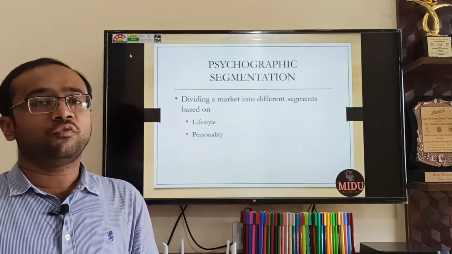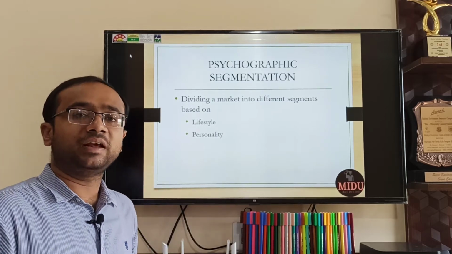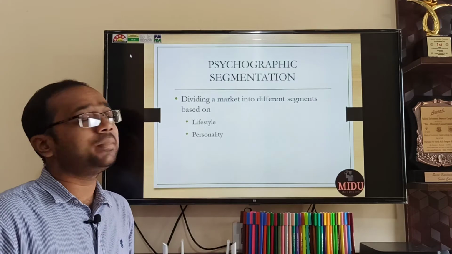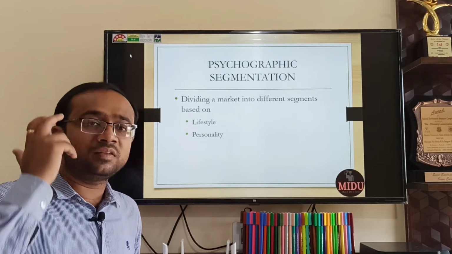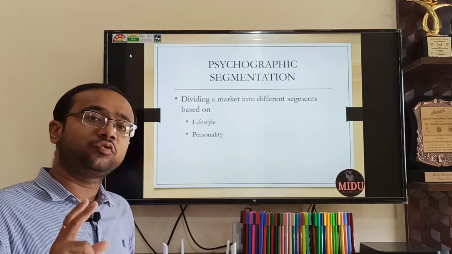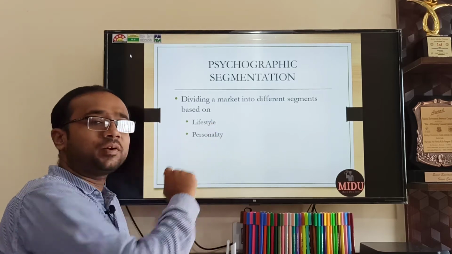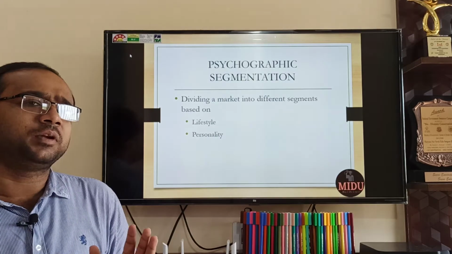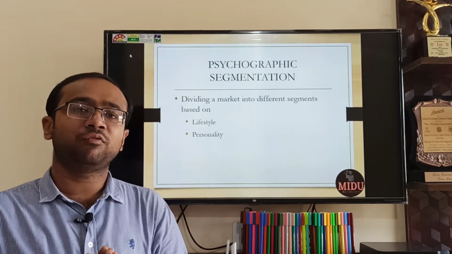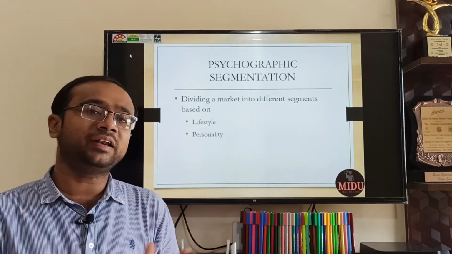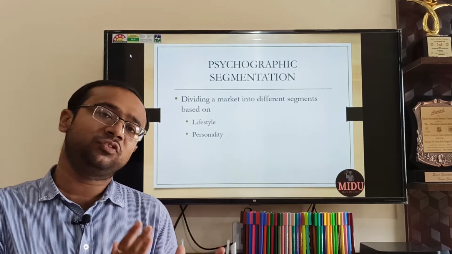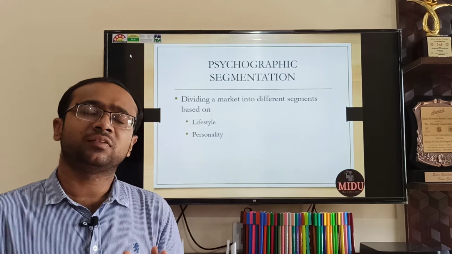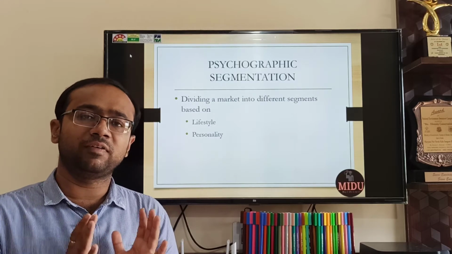Friends, till now we have studied geographic and demographic segmentation. Now let us move to the third parameter, which is psychographic segmentation. Psychographic means related to a person's psyche, and psyche has two important parts: lifestyle and personality. Lifestyle we discussed previously. What was lifestyle? Lifestyle was your AIO: activities, interests and opinions. All that defines your lifestyle, your way of living. A simple way to understand lifestyle is way of living.